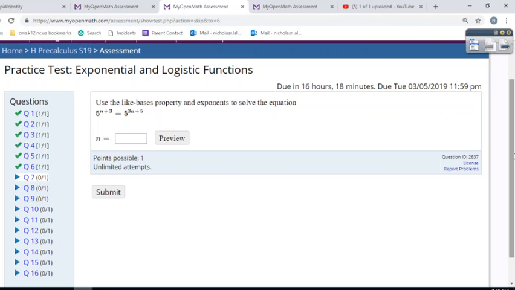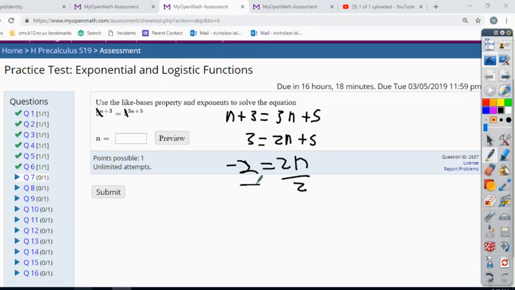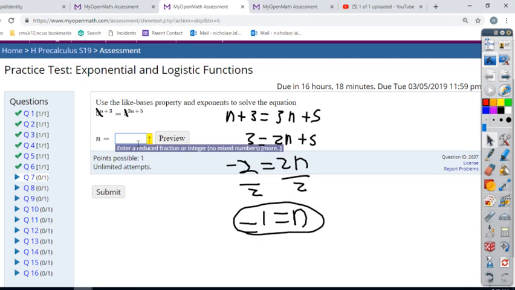Use the like bases property to solve the equation. We have a common base, so we can cancel out. n plus 3 is equal to 3n plus 5. Subtract n from each side. 3 is equal to 2n plus 5. Subtract 5. Negative 2 is equal to 2n. Divide each side by 2. Negative 1 is equal to n. And so we just solved for n right there.